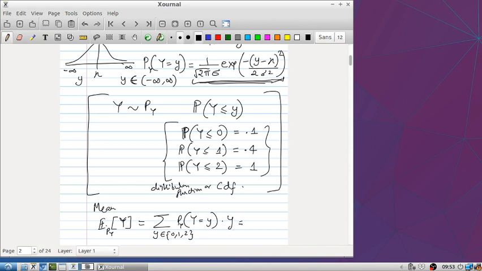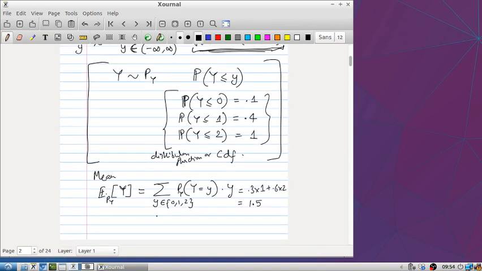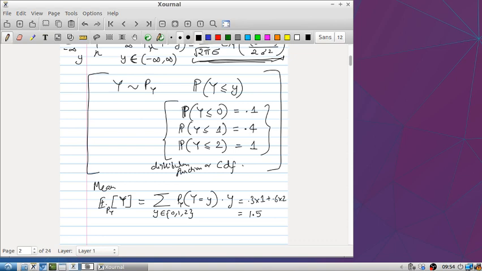So what is this? This is equal to 0.3 times 1 plus 0.6 times 2, right? I don't know how much this is. 1.5. No, it's just the y. Sorry. Okay.